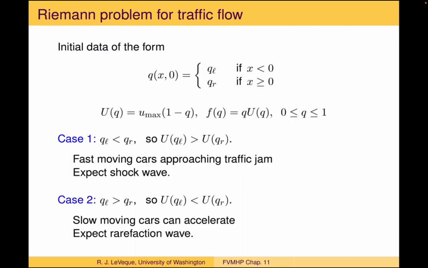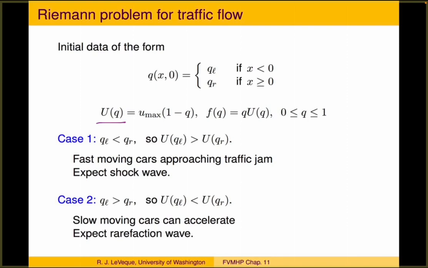So let's finally finish this lecture with the simplest possible case, which is the Riemann problem, our building block for doing more complicated things. As usual, we start with initial data that's simply a single jump discontinuity from some density q left to q right. Again, for the traffic flow equations, we're assuming that there's some desired velocity u of q that each driver drives at that depends on the density, u max times 1 minus q, and the corresponding flux is simply q times u of q, which is this quadratic function in q.